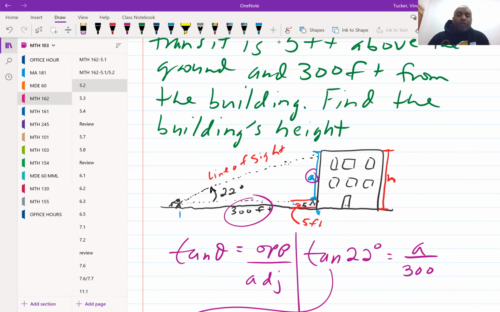So before we go any further, is everybody okay with what I've done? We have 22 degrees as our angle of elevation. Opposite of that is A, then adjacent to that is 300 feet. That's how many feet the person is from the building with that transit.